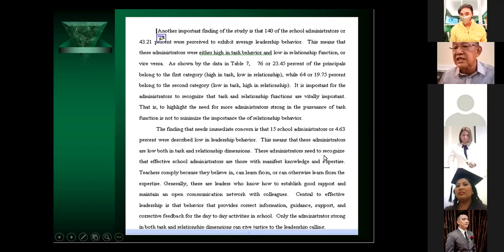These administrators need to recognize that effective school administrators are those with manifest knowledge and expertise. Teachers comply because they believe in, or can otherwise learn from, the expertise. Central to effective leadership is behavior that provides correct examples to the teachers. Only the administrators strong in both task and relationship dimensions can give justice to the leadership calling of administrators. Beautiful. You see? That's what I mean.